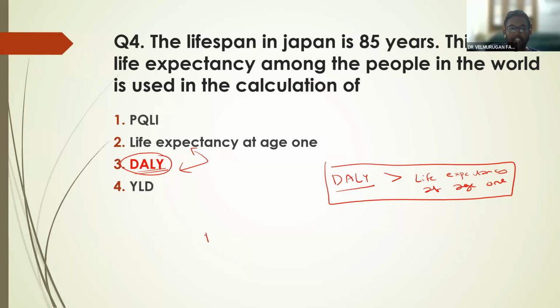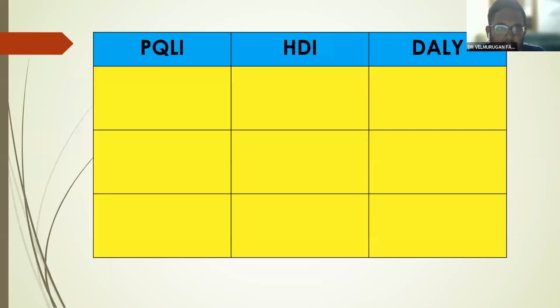So what is DALY? DALY is nothing but disability adjusted life years. We can calculate both life expectancy at age 1 and DALY, but which is more important for us? DALY is important because it is a final value. Life expectancy at age 1 is an intermediate value. We want to know the climax, the whole output. Which is the output here? DALY is the output. With DALY, we can compare countries. We can compare India with America, India with Pakistan. So I'm choosing DALY as the answer here.